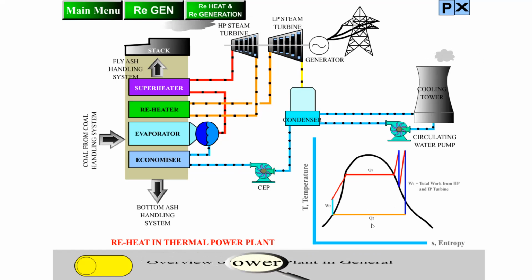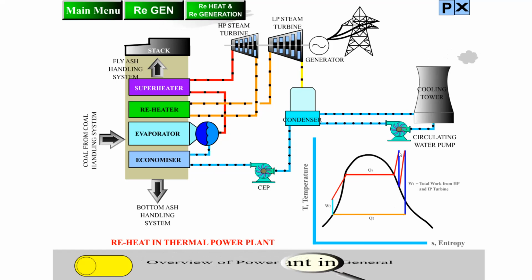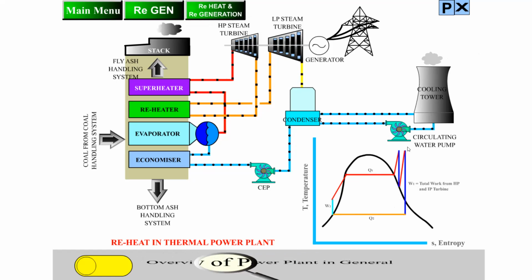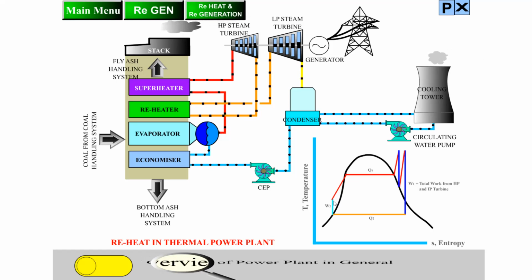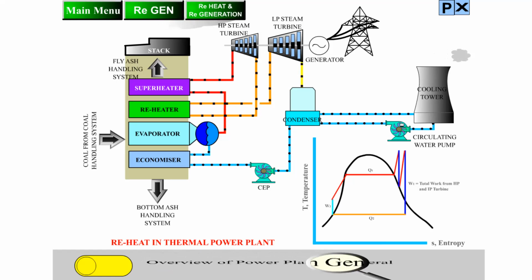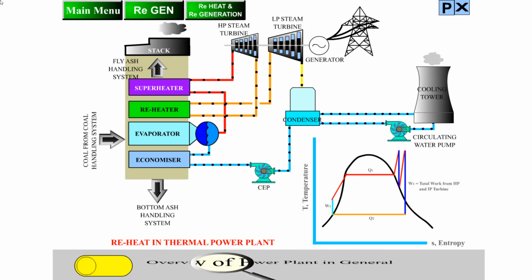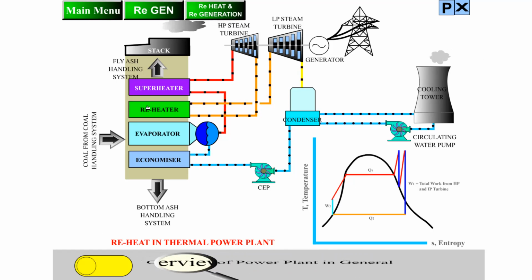So heat is rejected, Q2, heat is supplied, Q1. Work is done in two parts, in the HP turbine and the IP turbine. Heat is added in the boiler 2 times, the red line shown. So this is the reheat cycle. Okay, now we'll see the regeneration cycle.